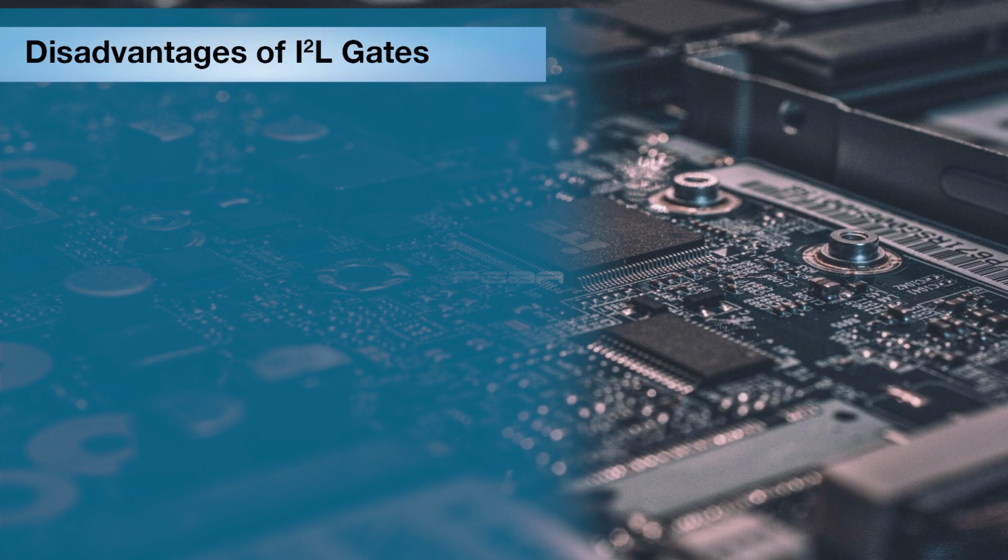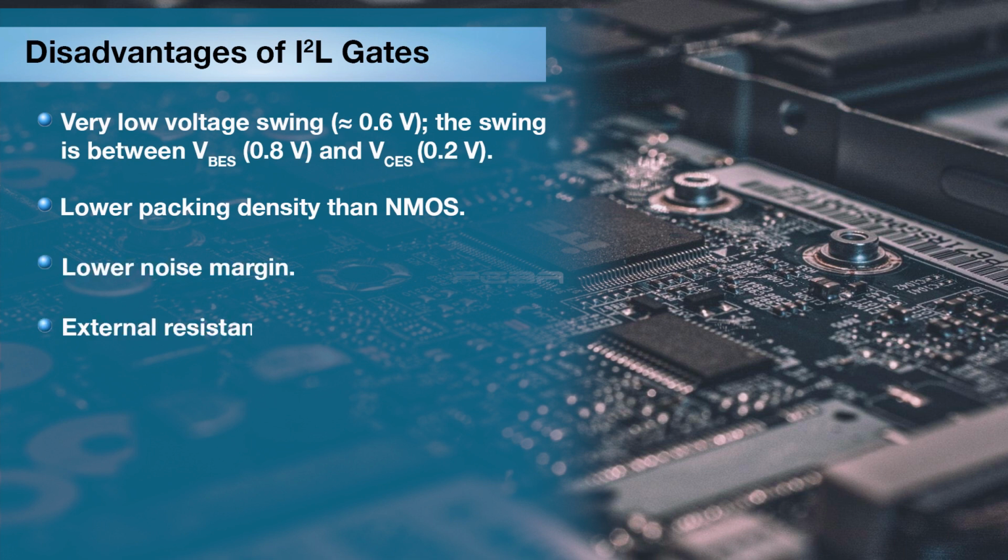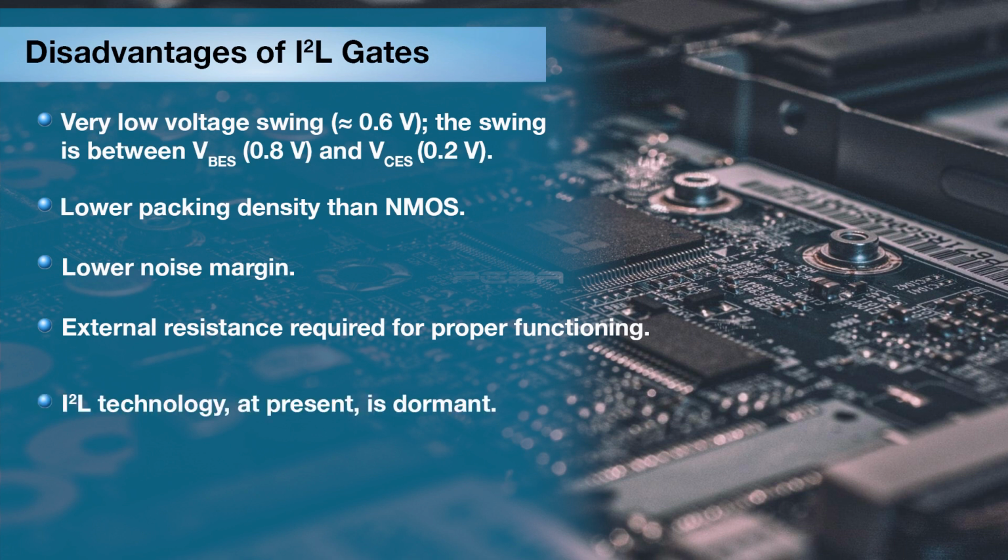Disadvantages of I2L: very low voltage swing of 0.6 volt. The swing is between VBE of 0.8 volt and VCES of 0.2 volt. Lower packing density than NMOS, lower noise margin, and external resistance requirement for proper function. I2L technology at present is dormant.